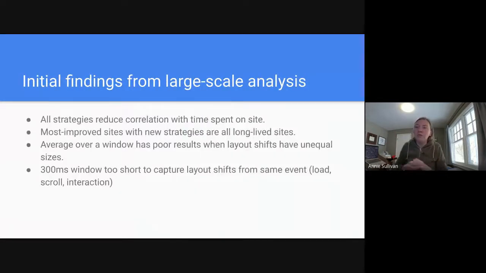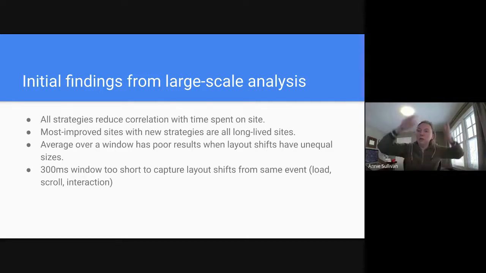Then we implemented those in Chrome and looked at Chrome stable data to give us more details, like a very large scale analysis. We're still in the midst of that analysis, but I want to share some initial findings: all strategies, as expected, reduce the correlation with the time spent on site. And when we ranked sites by CLS, and ranked sites by each individual strategy, the sites that rose to the top with the new strategies were all sites that are very long-lived. So all of the variations on strategies are accomplishing those goals.